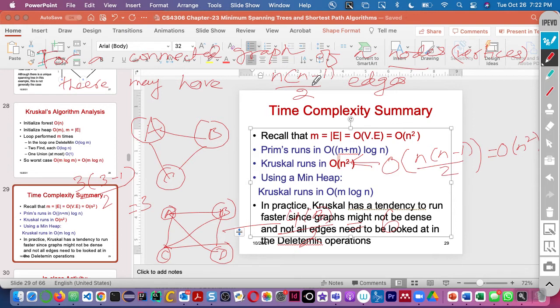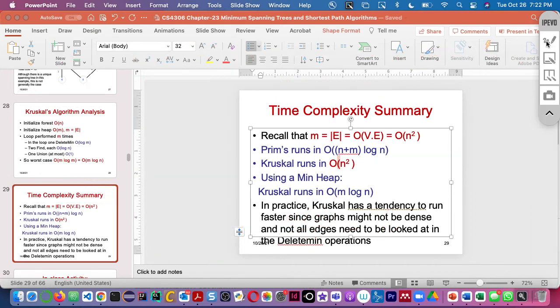So this is the formula to find the maximum number of edges, for the worst case, right? Does anyone have any question? Okay.